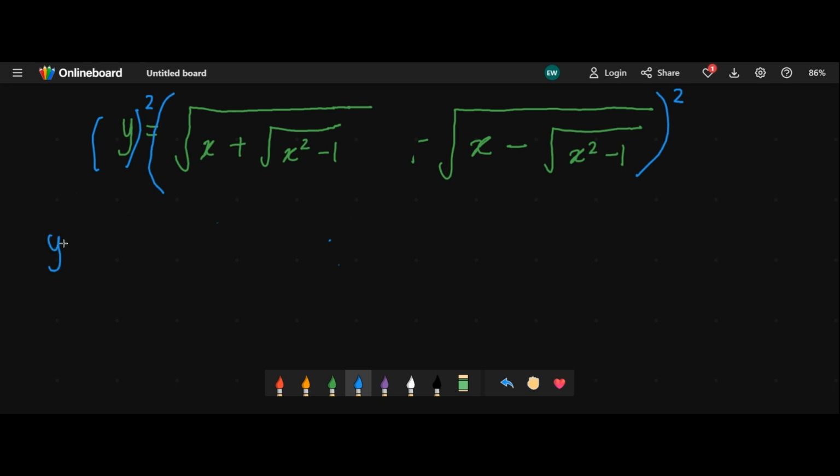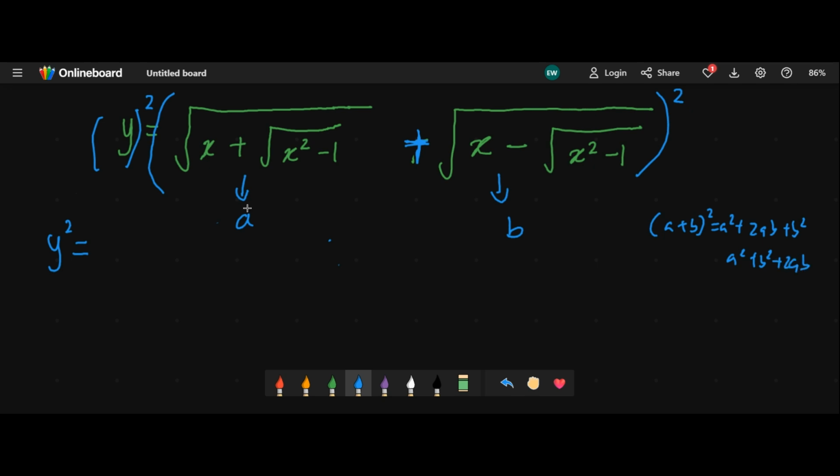So let's square both sides. It will be y squared equal to. Think like this: this is A, this is B. So what you have to do? This is plus. So (A plus B) squared will be A squared plus 2AB plus B squared, or otherwise A squared plus B squared plus 2AB, whatever.